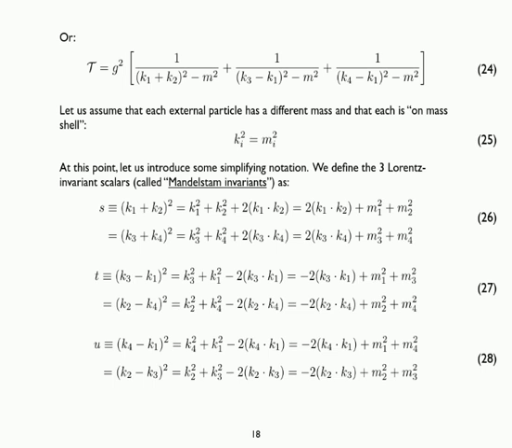Sometimes you'll see it called T. Sometimes you'll see it written as a kind of script M. I think Peskin uses M. So if you ever look in the Peskin book, M is what we call T.